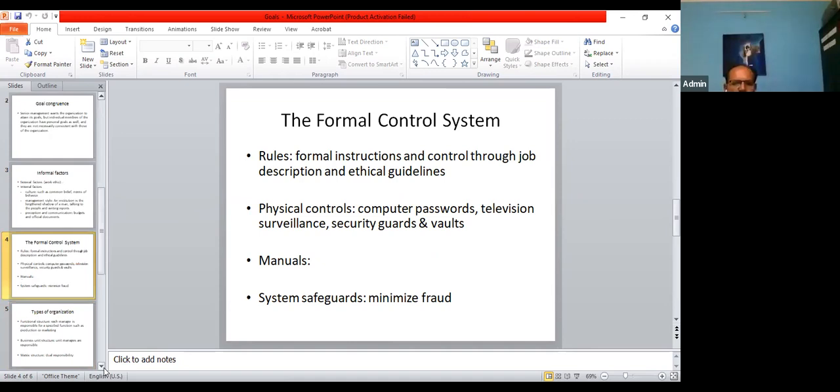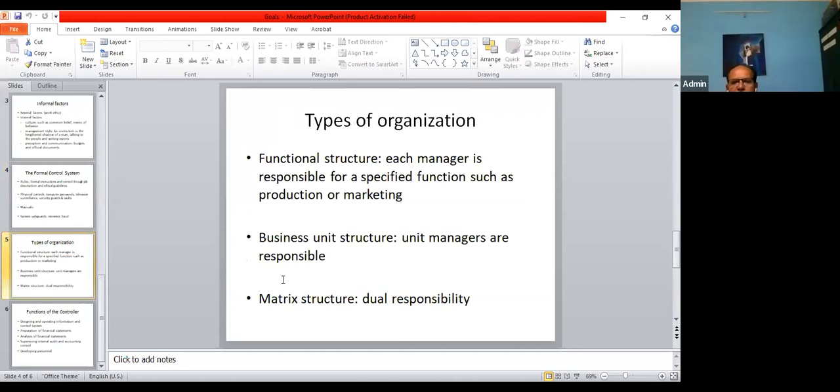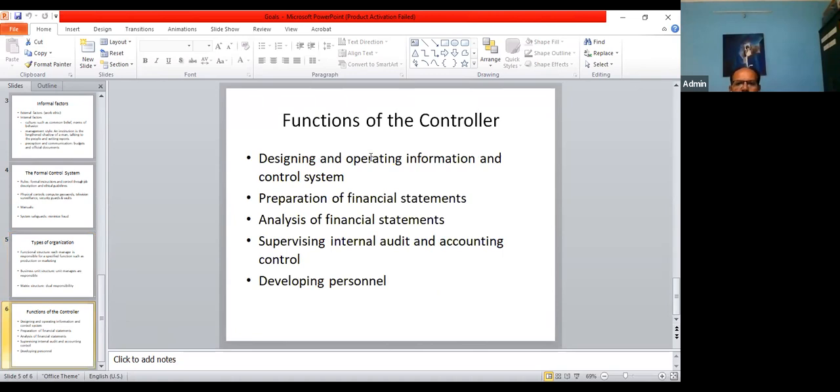Then at the end of your answer, mention the type of organization, like functional structure, business unit structure, and matrix structure. And then mention the responsibility or role of the controller, the functions of the controller. This way, we can end goal congruence.